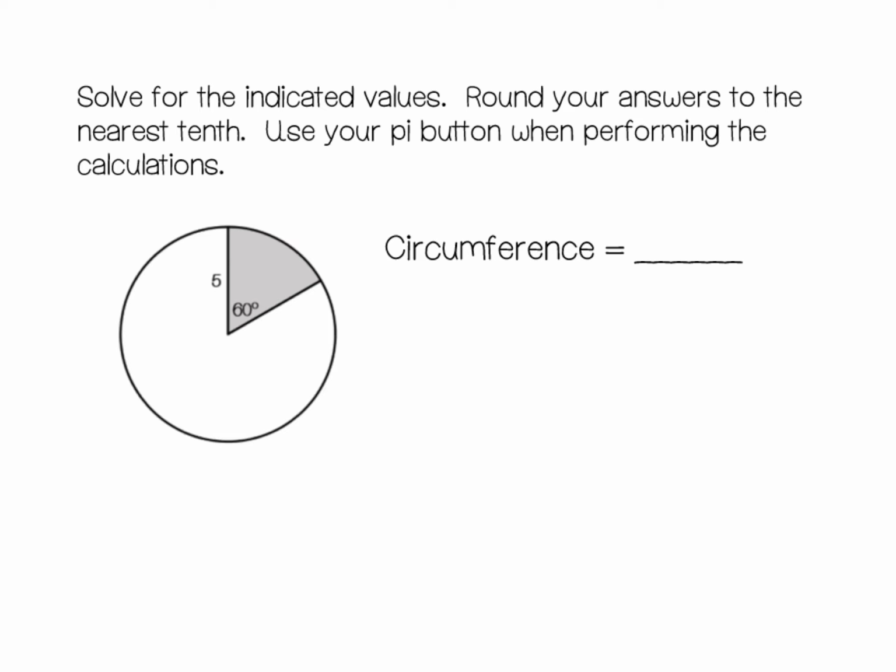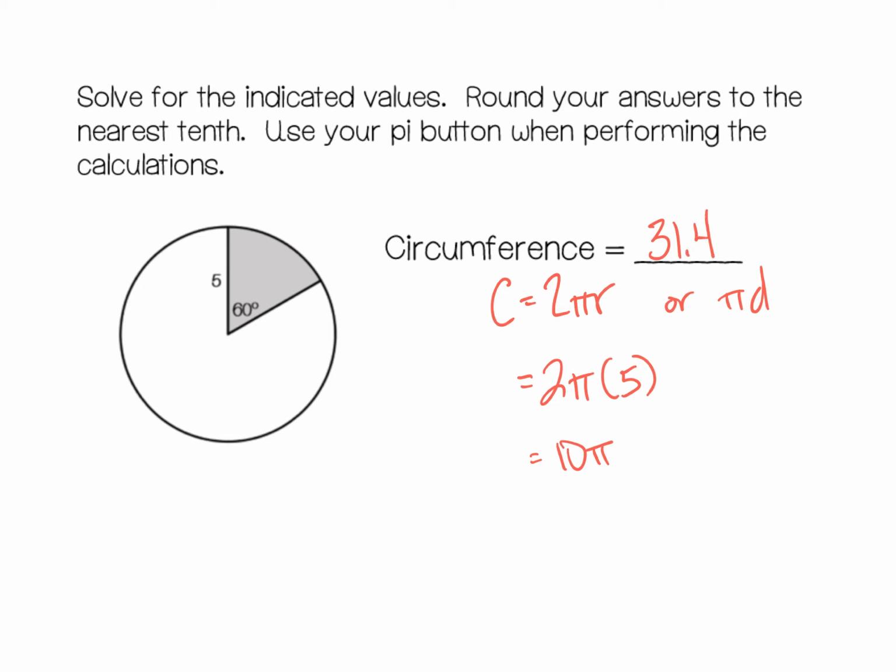So the first thing we're going to find is circumference. And the formula for circumference is 2 pi r or pi d, right? Either way. So since my radius is 5, it's going to be 2 times pi times 5 or 10 pi. And in the instructions it says use your pi button. So I'm going to take 10 times pi. I'm going to round it to the nearest tenth. And I have 31.4. Now it would just be units.